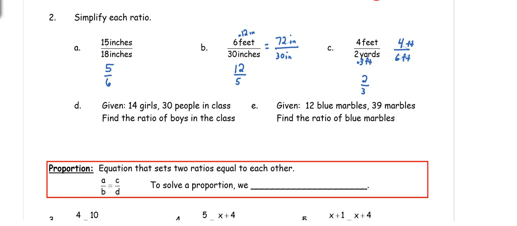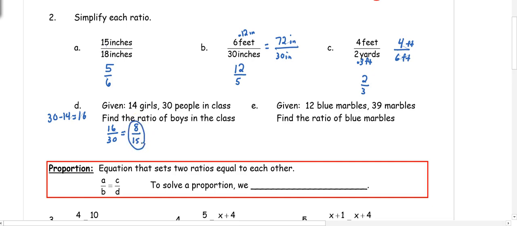D, given that there are 14 girls and 30 people in the class, find the ratio of boys in the class. So if there's 30 people total, we can subtract the girls, and we know that there's 16 boys. So our ratio would be 16 over 30. And we can divide both of those by 2 and get 8 over 15 as our reduced ratio.